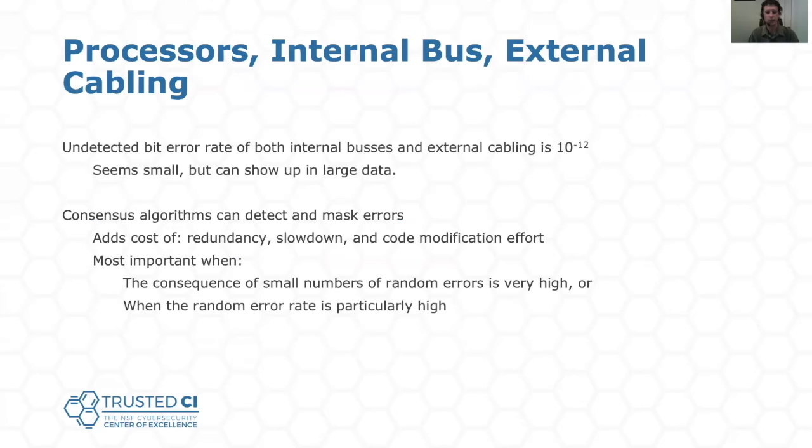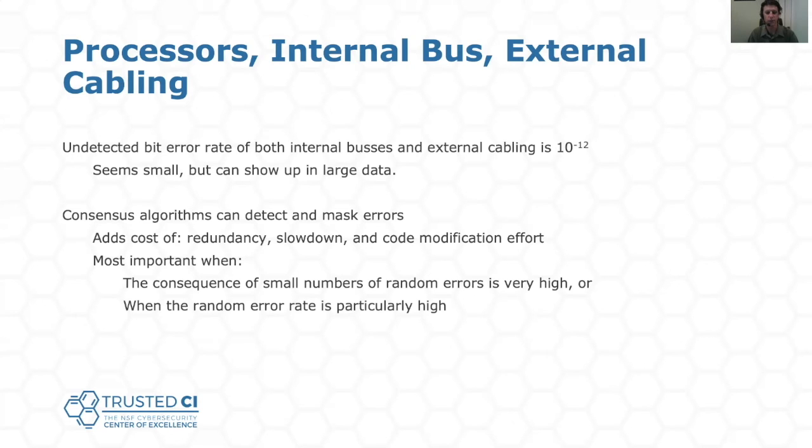The undetected error bit rate of both internal buses and external cabling is 10 to the minus 12th. That seems small, but in long enough runs, or in sufficiently many runs, errors will arise. In practical terms, this risk is ignored in most systems, even though it can result in undetected errors.